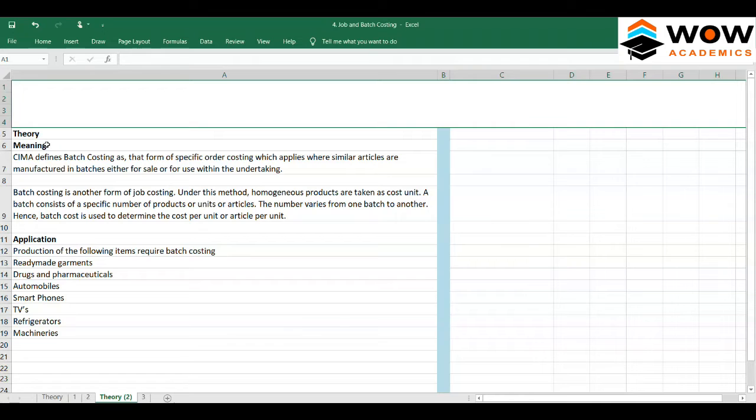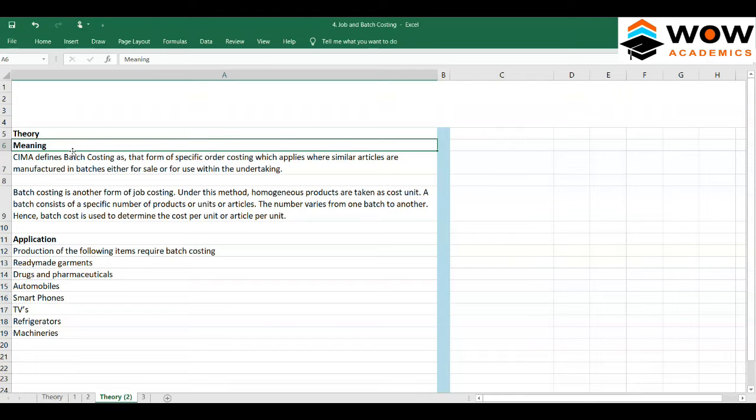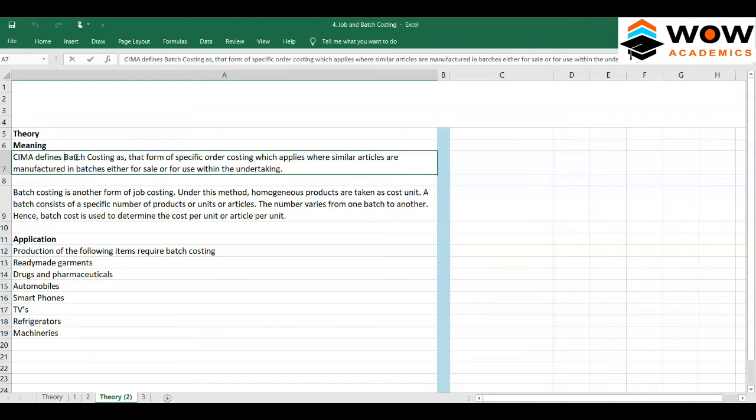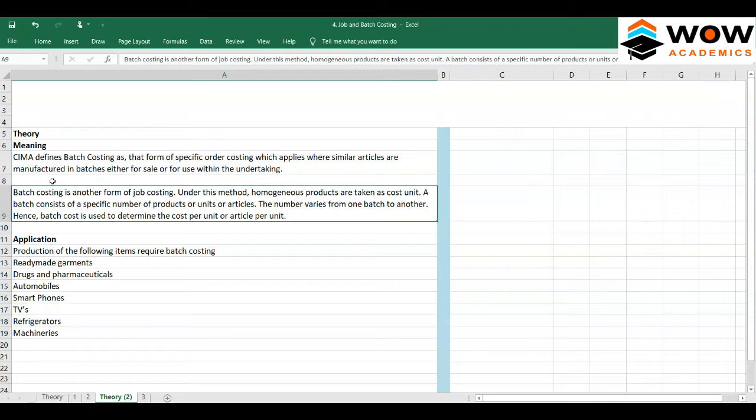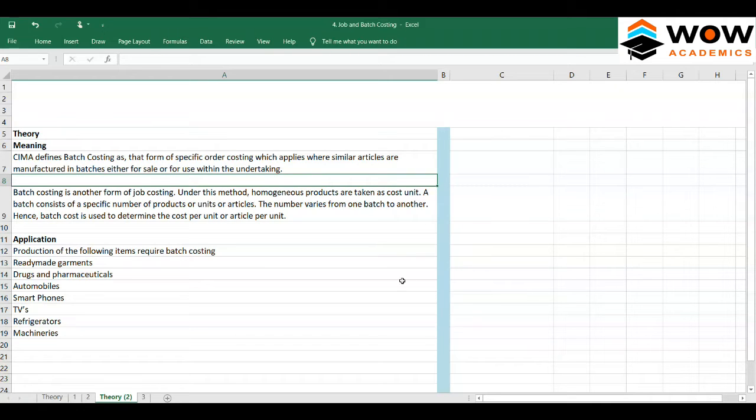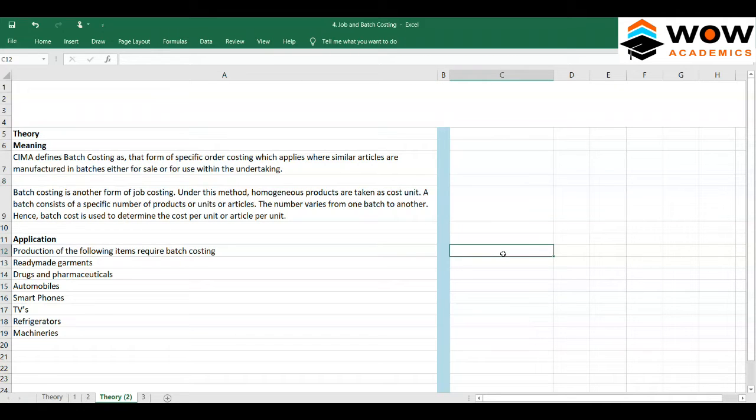So here we are going to discuss the concept called batch costing. Okay, batch costing. So what is batch costing? See, batch costing is when a company keeps on producing several batches of products. For example, we take a t-shirt manufacturer. Okay, t-shirt production.